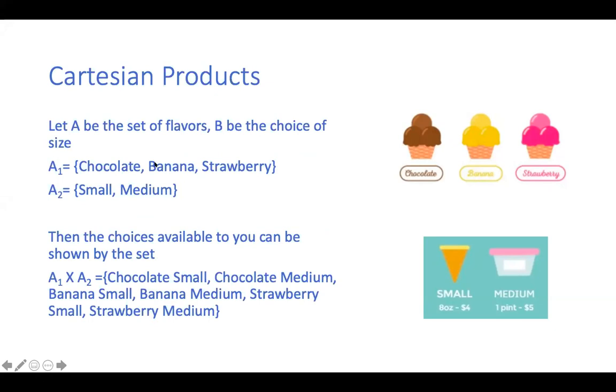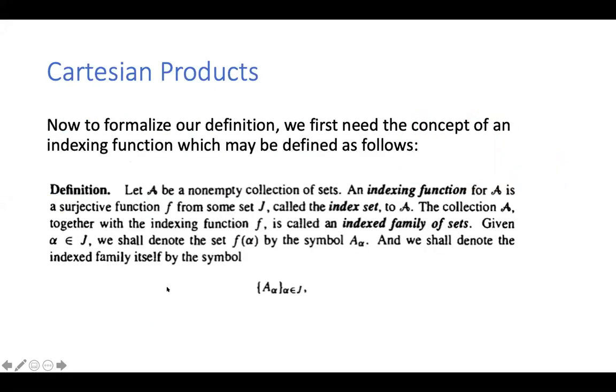If you take A1 and you have A2, then a Cartesian product is all of these possible choices that you have, right? So that's a very basic, intuitive way of understanding what a Cartesian product is. Now, let's try to build this a little bit more.